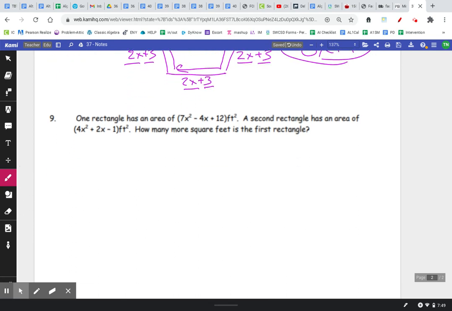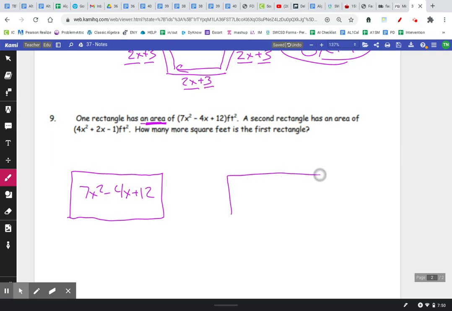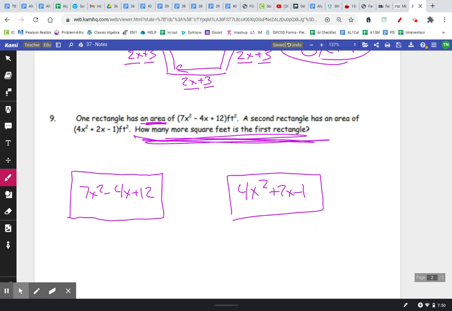Ooh, look at this one. Okay, we're going to end with an area problem. Area. Okay. It is telling us one rectangle, I'm going to draw it because I like to see my rectangles that I'm visualizing, has an area of 7x squared minus 4x plus 12. And another rectangle has an area of 4x squared plus 2x minus 1. How many more square feet is the first rectangle? So it's asking basically what's the difference? How much bigger is this one than this one?